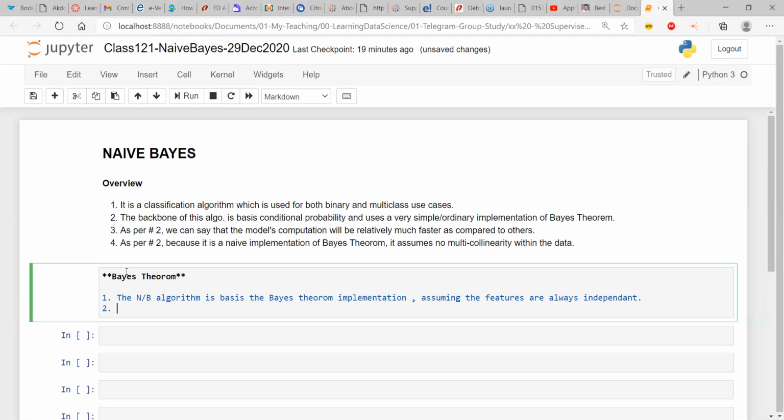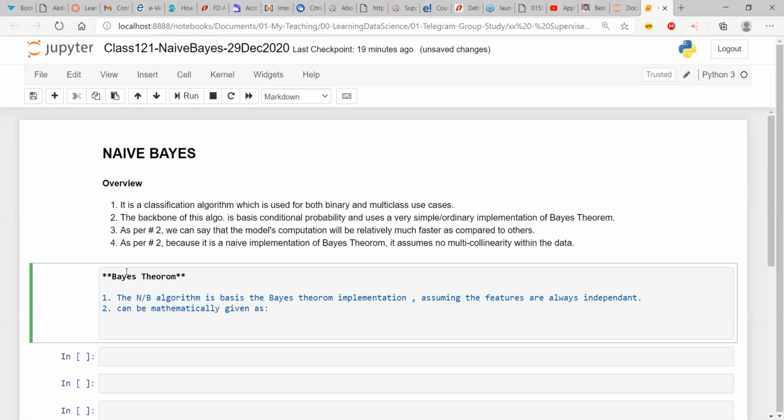The second point here is Bayes theorem can be mathematically given as I wrote: probability of any event A happening given B has already happened. Okay, so this is given with, in the numerator, the likelihood, which is probability of B happening given A, multiplied by the class probability, which in this case is P of A.